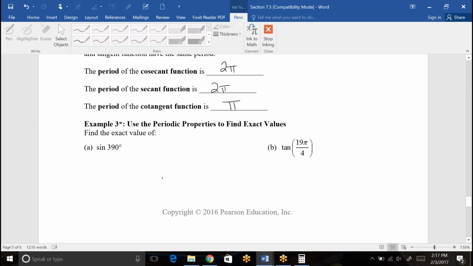So then how can we use this? Well, hopefully we can use it to find exact values. Find the sine of this exact value and the tangent of this exact value. So sine of 390 would be, let's subtract 360 from that. We're kind of thinking of this as plus 360 times negative 1, essentially. So this equals sine of 30 degrees.